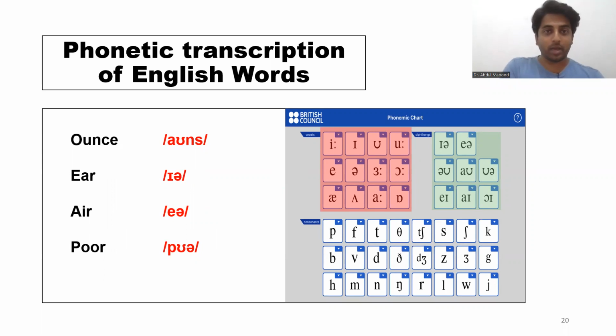Fine. So by now I hope you have learned how the pronunciation or the phonetic transcription of a word is written. Fine. Remember, they are written with the help of phonetic IPA, I mean international phonetic alphabets, and they are written within 2 slashes. Fine.